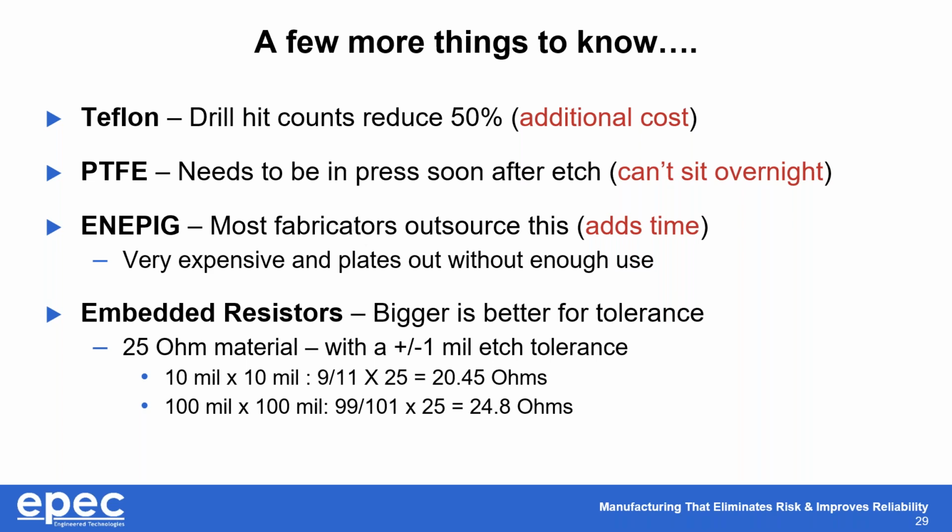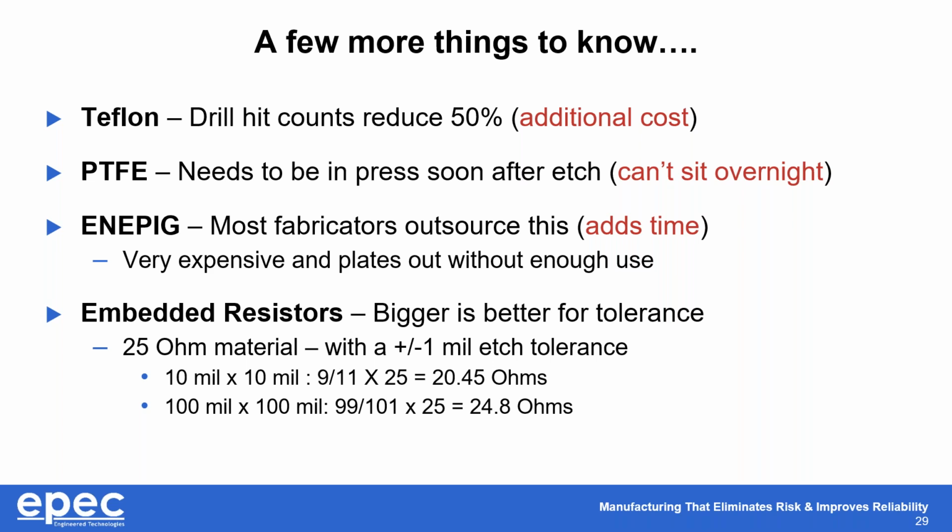And then lastly, embedded resistors have become a much bigger part of our business. What we're seeing is that there are some misconceptions about tolerance. Honestly, bigger is better for tolerance, right? If you're looking at a 25 ohm material with a plus or minus 1 etch tolerance, which is what we usually use, the larger you make the pad size, the better chance we have of staying really close to what you're trying to get with that 25 ohms.